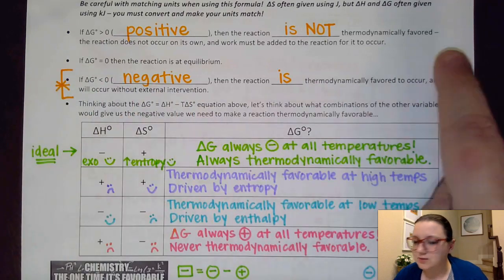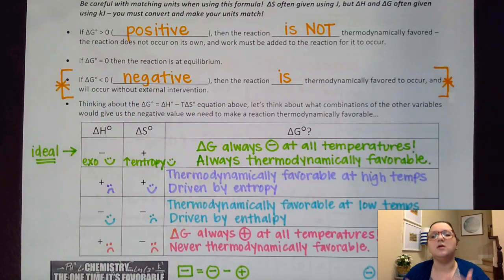Now, you notice I starred and bracketed this little statement here because the key thing I want you to remember is that if delta G is negative, then it is thermodynamically favored. It is spontaneous at those sets of conditions.